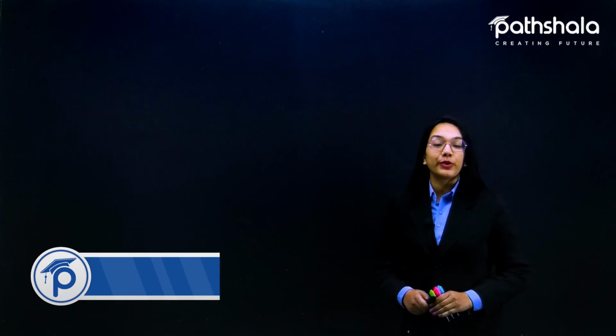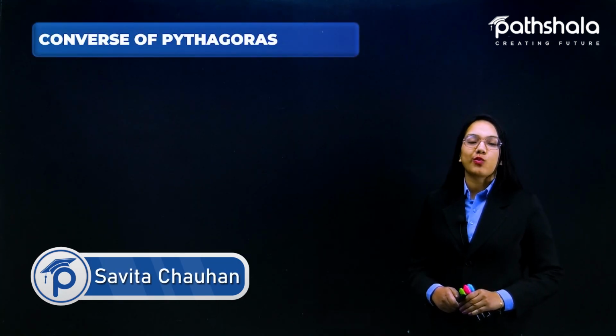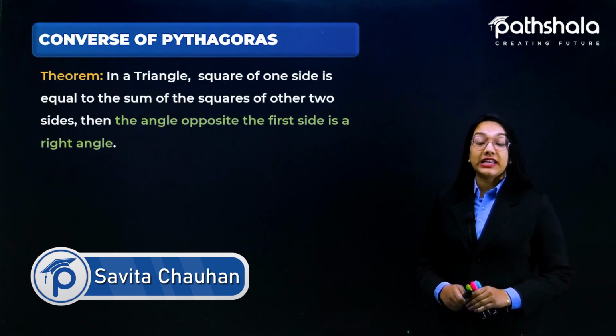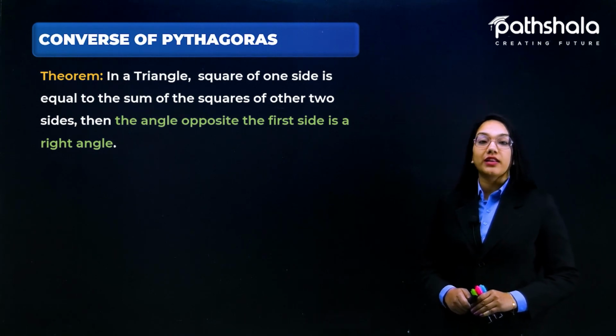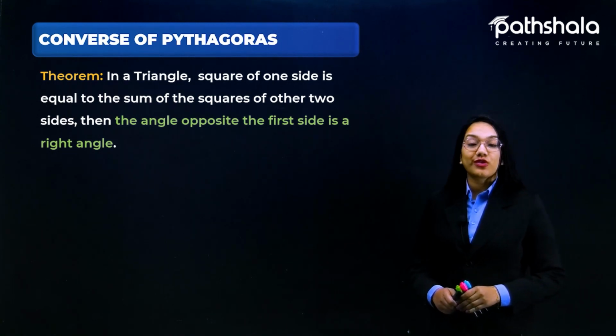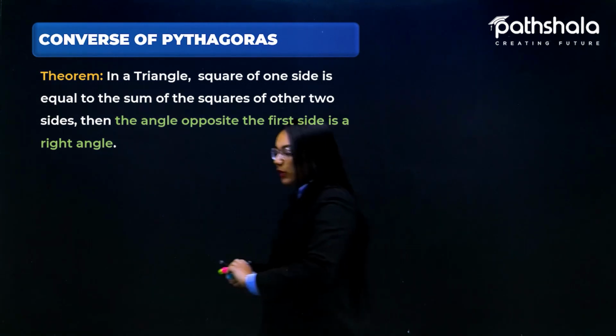Now, after the Pythagoras theorem, let's move on to the converse of the Pythagoras theorem. It states that in a triangle, if the square of one side is equal to the sum of the squares of the other two sides, then the angle opposite to the first side is a right angle, that is nothing but 90 degrees. So, let's prove this particular theorem.